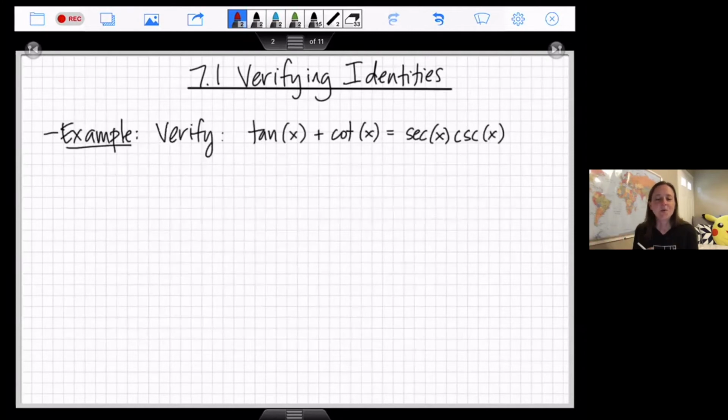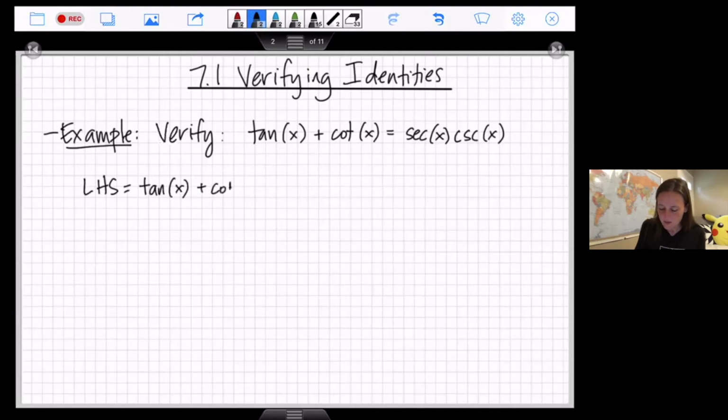All right, so I said we were only going to work with one side of an identity at a time, and you need to pick which side, and you need to indicate which side of the identity you've chosen to work with. I'm going to use the left-hand side. I said to use the more complicated side. I don't know if that's more complicated, but that's the one I'm going to go with. So I'm going to write that I'm working with the left-hand side, so LHS, left-hand side of the identity. So I'm going to copy down the left-hand side.